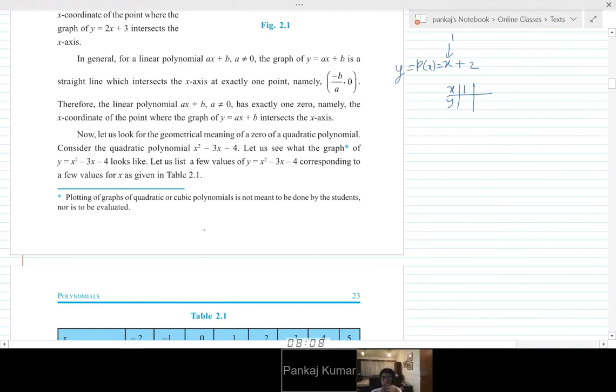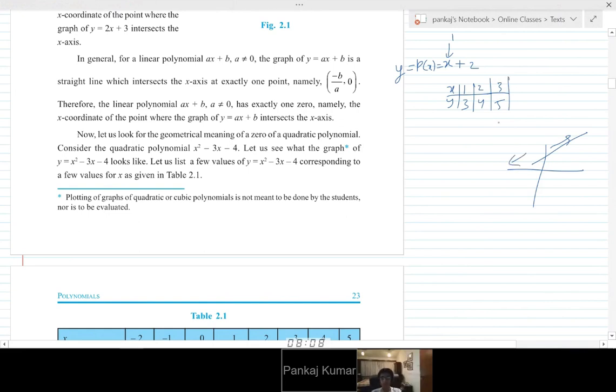Okay. So what is y? So y would be 3. For x = 2, y would be 4. For x = 3, y would be 5. So you are basically going above on this. You can take a few values less than this also.